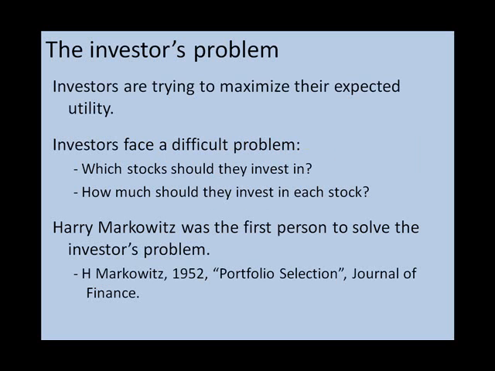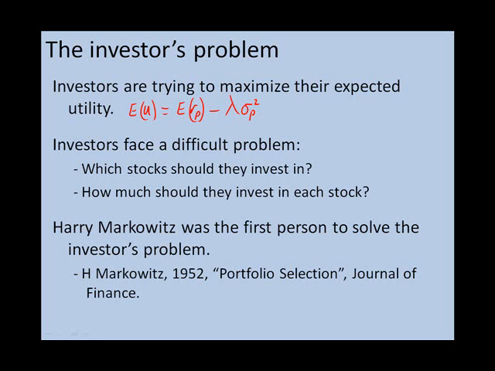Let's consider the investor's problem. All investors are trying to maximize their expected utility. And we know that expected utility takes the form of the expected returns on the portfolio minus lambda, which is our measure of risk aversion, multiplied by the variance of our portfolio. So all investors are trying to maximize expected utility, but they face a very difficult problem.